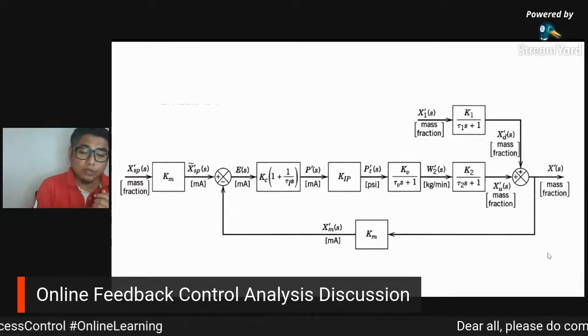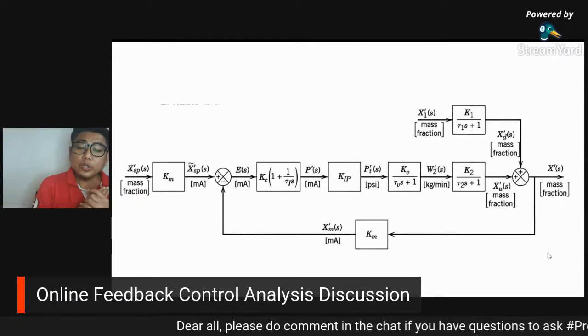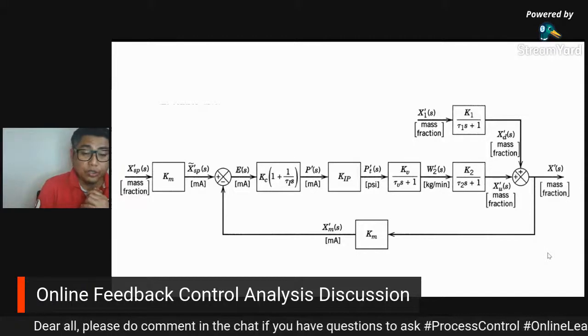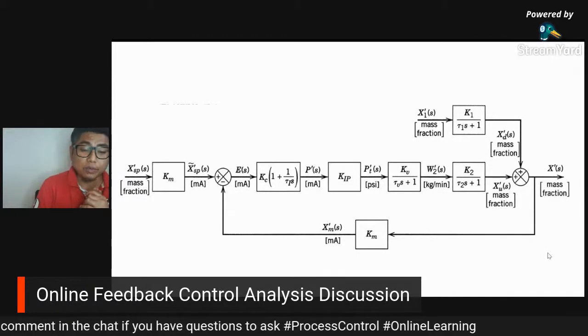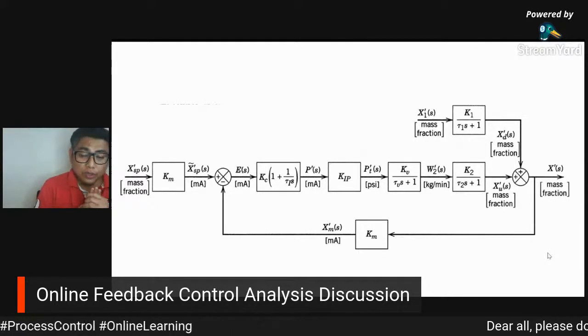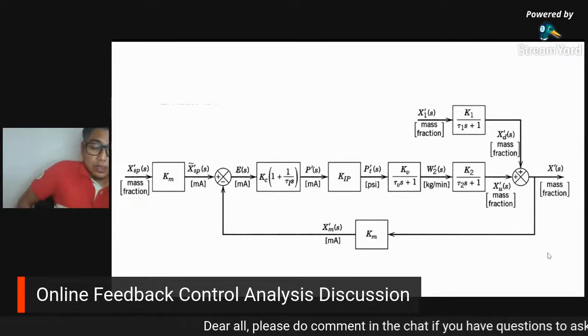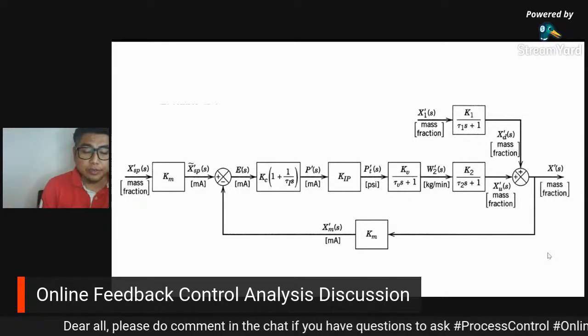And the fourth, the last one: if you don't understand the block diagram, you cannot do the tuning either, because the tuning also depends on this block diagram. Right? So this is the most important concept in our feedback control system analysis.